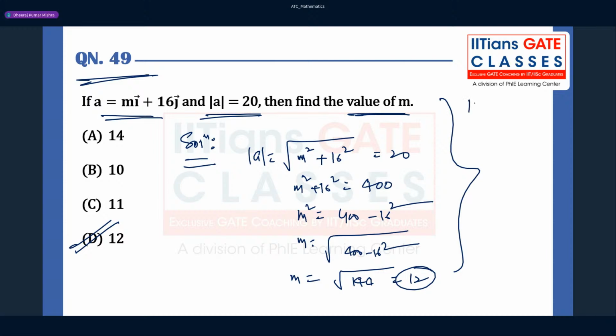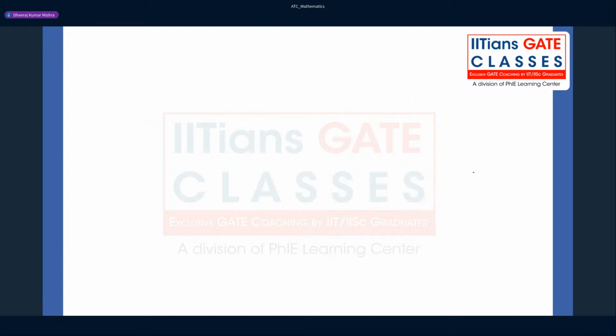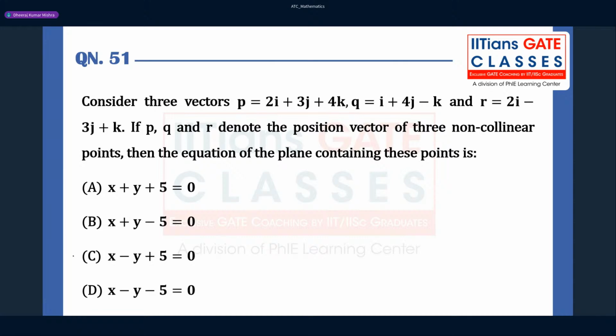16 squared is what? 16 into 16 means 16 into 10 plus 6. That is 160 plus 96, and then you can add it. So I think you will get 256, right? Yeah. Next question.